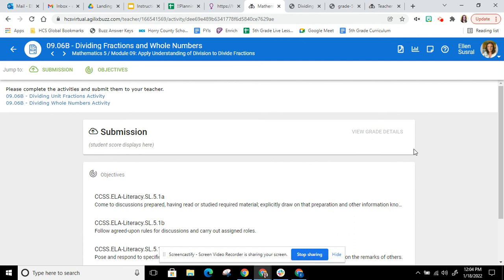If you only submit one worksheet, you're not going to get a good grade. So make sure you submit both of your worksheets. And again, you'll have a blue plus button where you can click on that and attach your work. Let me know if you have any questions.